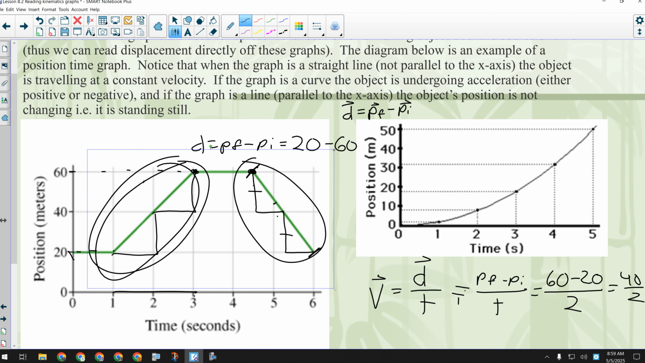Okay? That also means then, and this is the part that could be important for you on your lab, that the slope represents the velocity of the object. The steeper the line on this kind of graph, the faster the object is going, because it changes its position more quickly.